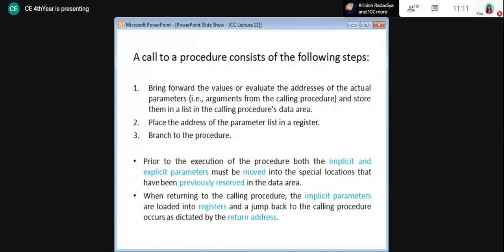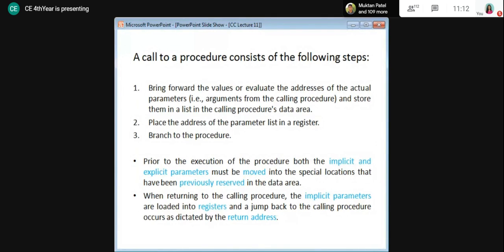In this slide, I have simplified the call to a procedure into three steps. First, we evaluate the values or addresses of the actual parameters, that is the arguments from the calling procedure, and store them in a list in the calling procedure's data area. In the data area, as we have already discussed, we have three things: implicit parameters, actual parameters, and the rest of the things. So the actual parameters will get stored.